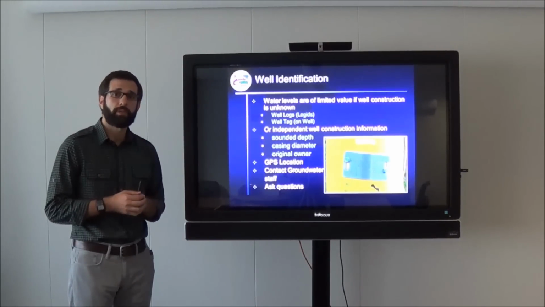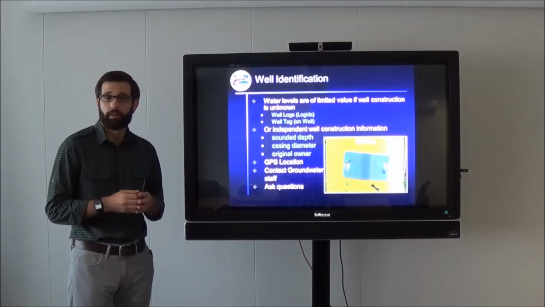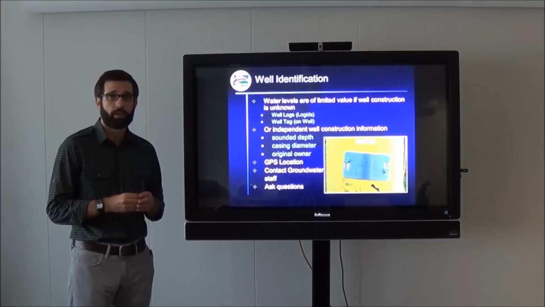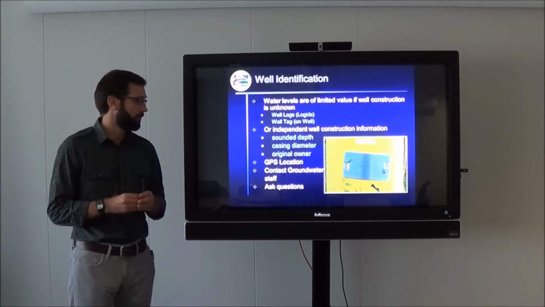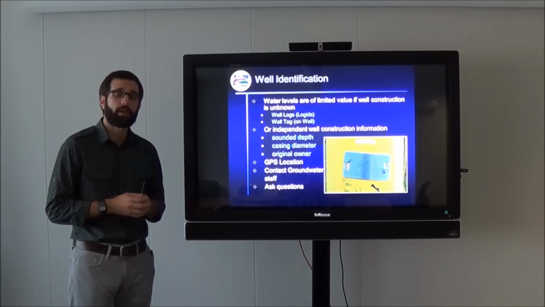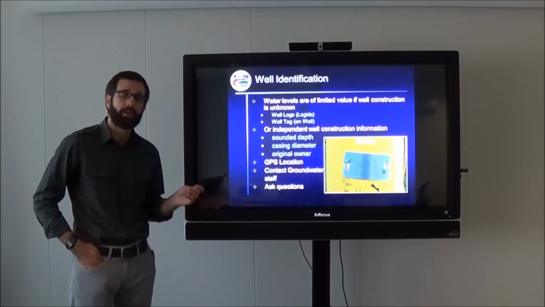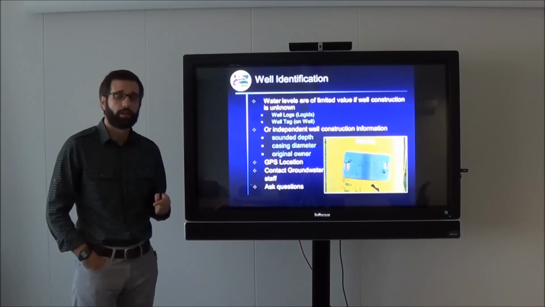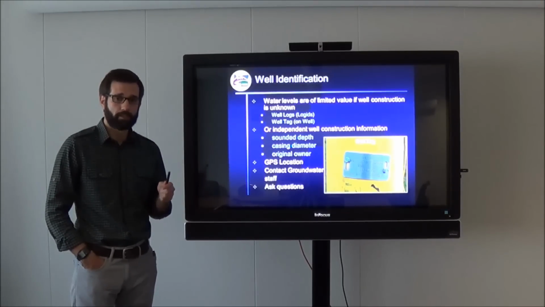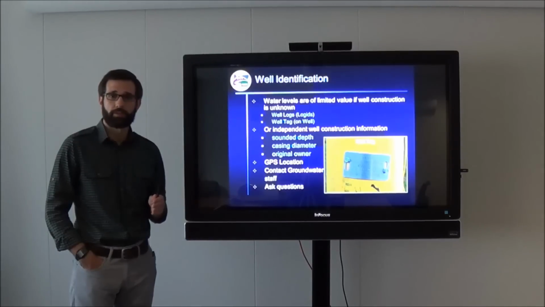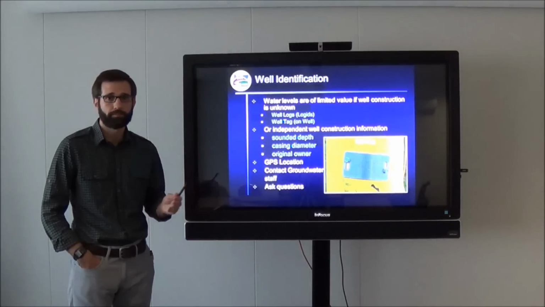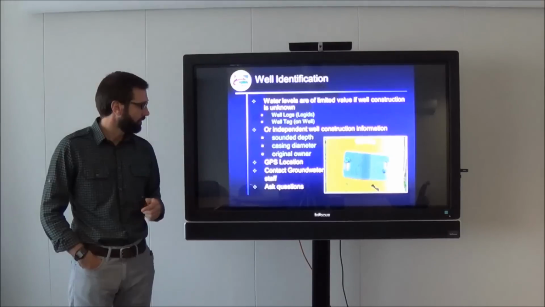You can also use a GPS location. You can submit that to somebody in the groundwater section, and we can try to help you out. Contact us anytime if you have some questions about which well you're actually measuring. And I provided a map at the end of this presentation that shows a current map of our hydrologists or hydrogeologists by basin, who's working where, basically.